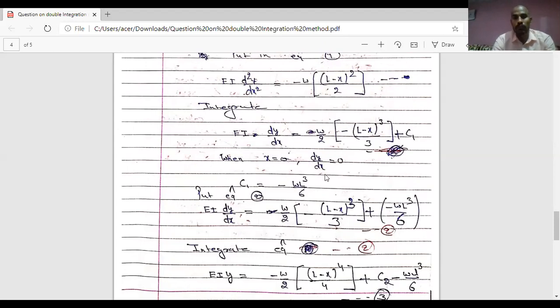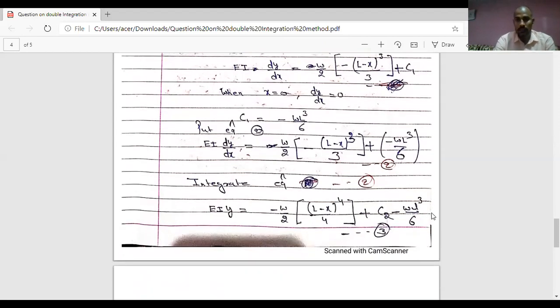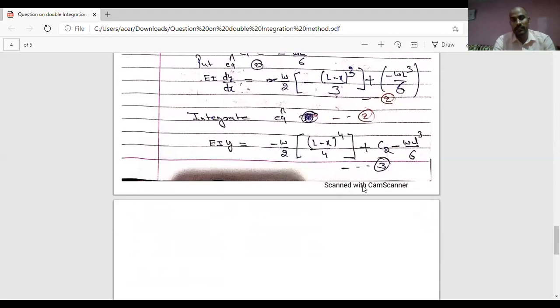Put the C1 value in this equation. Here we got the slope equation: EI dy by dx equals W by 2 bracket minus (L minus x) cube by 3 bracket, plus minus WL cube by 6. We put the value of C1. That gives equation number 2. Once again integrate equation 2 with respect to x to find the deflection.